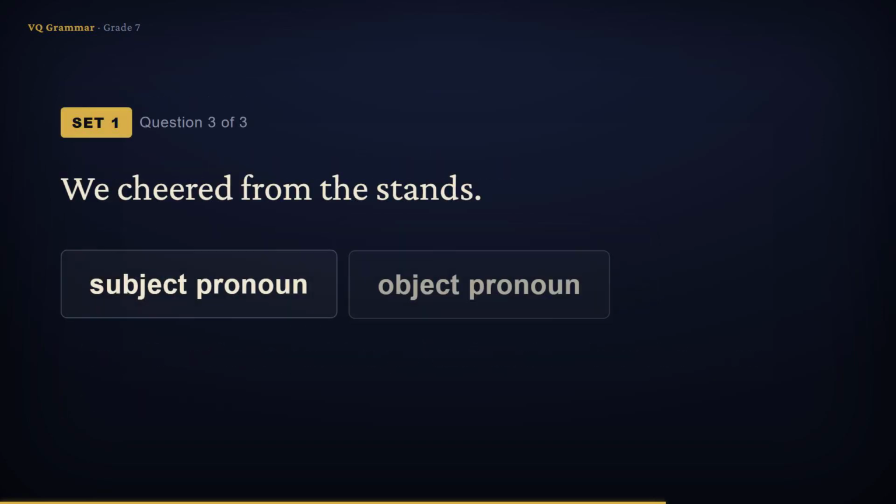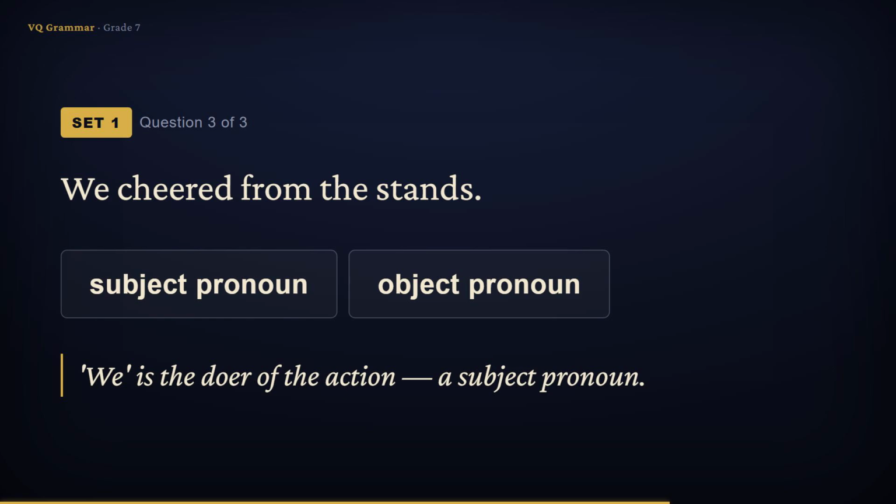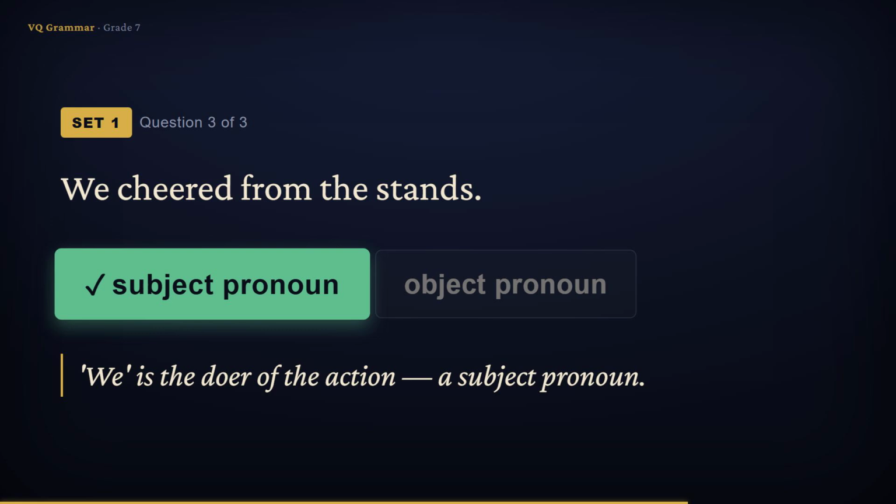We cheered from the stands. The pronoun is we. We are the ones doing the cheering. So we is the subject, the doer of the action. That makes it a subject pronoun. So the answer is subject pronoun.